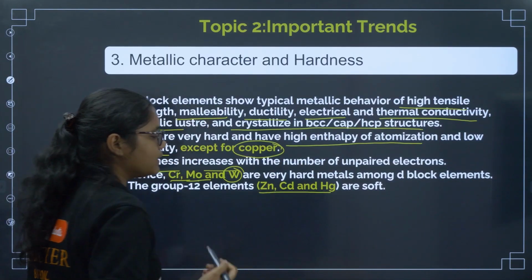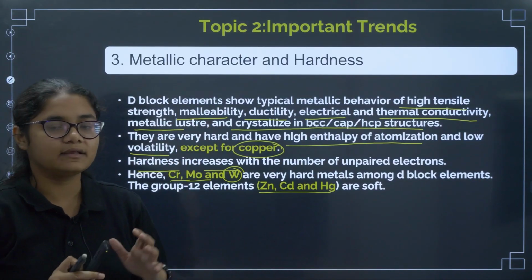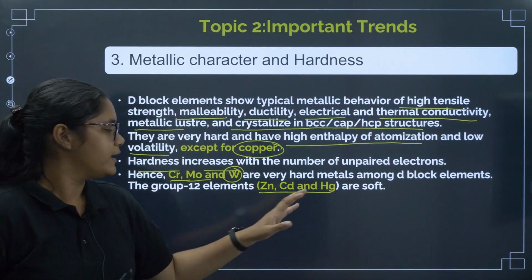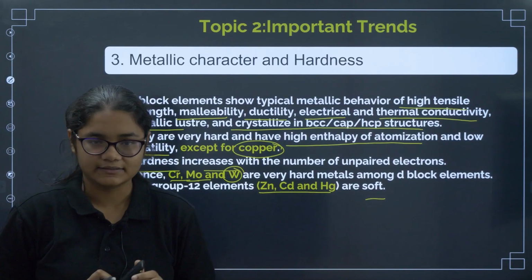But if you see zinc, cadmium and mercury, no unpaired electrons are there, so no metallic bonding, and that is why they are very soft metals. Okay.